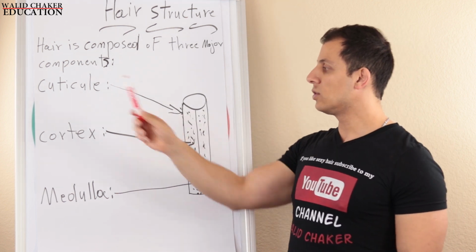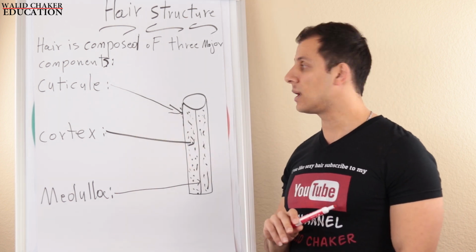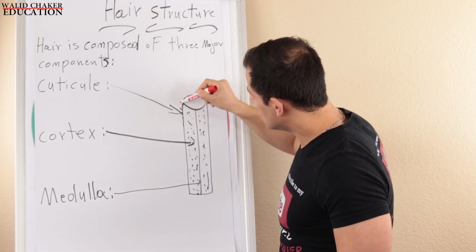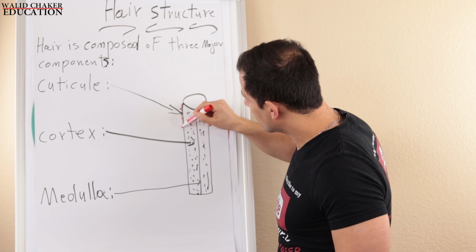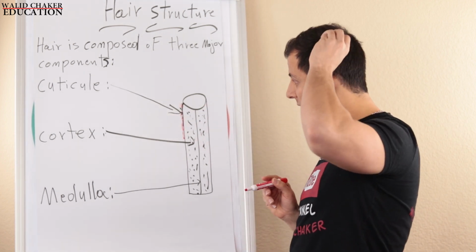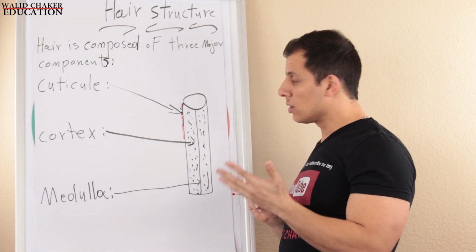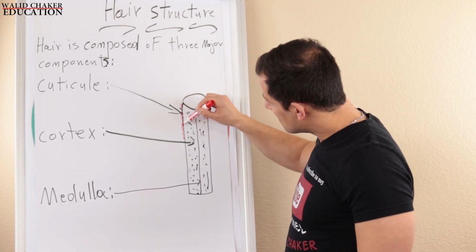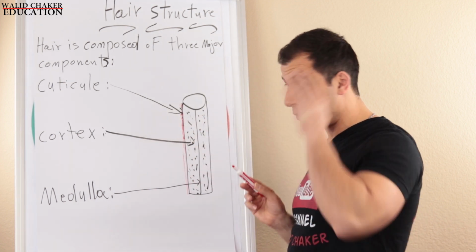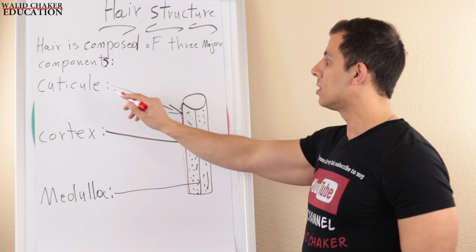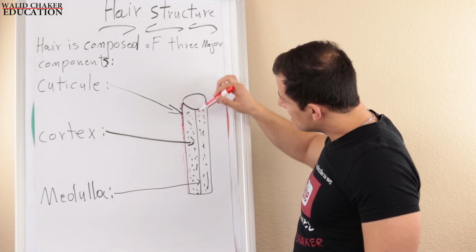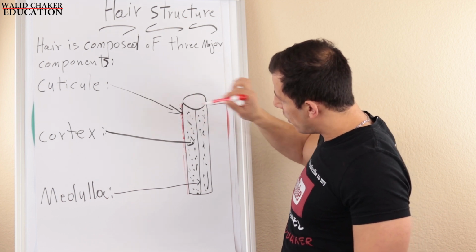We have the cuticle, cortex, and medulla. So the cuticle, okay, is the outer layer, you see, this is the cuticle, what we can touch. This is the outer layer of the hair. It's called the cuticle. So this is the cuticle, the outer layer, okay? The one we can touch. It's called the cuticle.